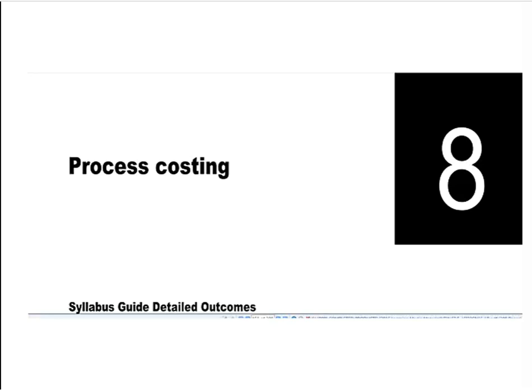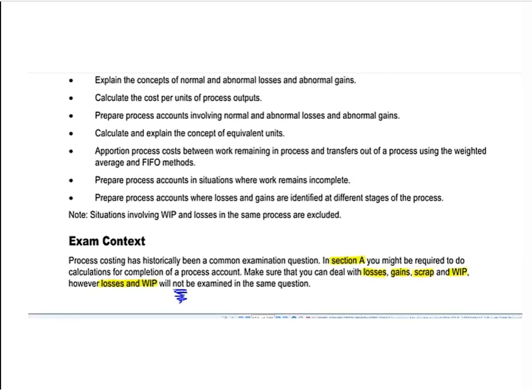Let's look and see how process costing could come up in your exam. So again, this chapter could appear in section A of your exam, and what you'll be expected to deal with is lots of different situations in relation to process costing. So you need to be able to deal with the situation of losses, gains, scrap and work in progress. However, please do note that losses and work in progress will not be examined in the same question. So each of those four areas can be examined separately, but losses and work in progress together will not be examined in the same question.